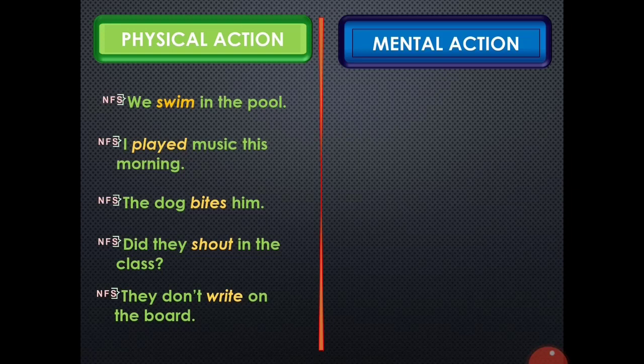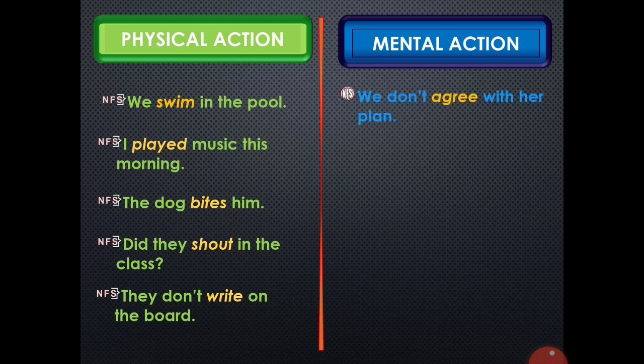We swim, so swim is the main verb here. I played music this morning, so played is the main verb because it involves action. Okay, but here in action we have physical and mental.